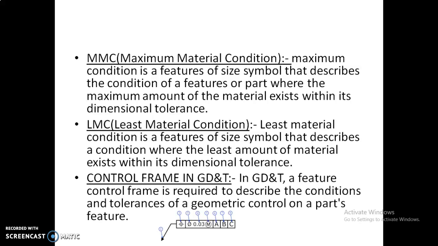Control frame in GD&T. In GD&T, a control frame is required to describe the condition and tolerance of a geometric control on a part feature. So this is the control frame in GD&T. In this, the first symbol is known as position, then the diameter of 0.003 at maximum material condition with respect to datum A, datum B, and datum C. These are known as primary, secondary, and tertiary datum. These are datum on a plane, datum on a line, and datum on a point.